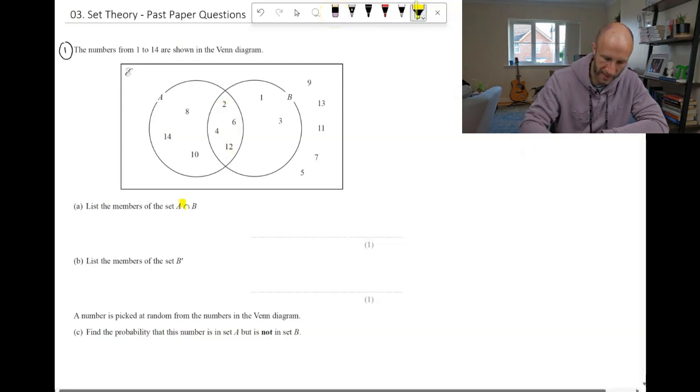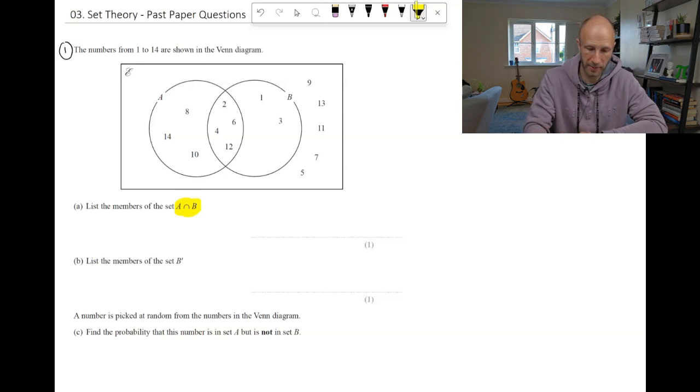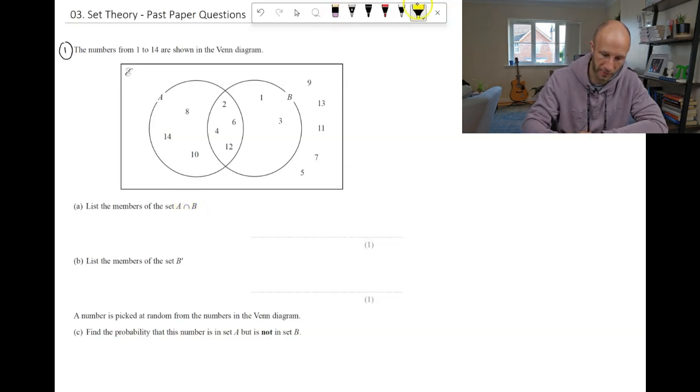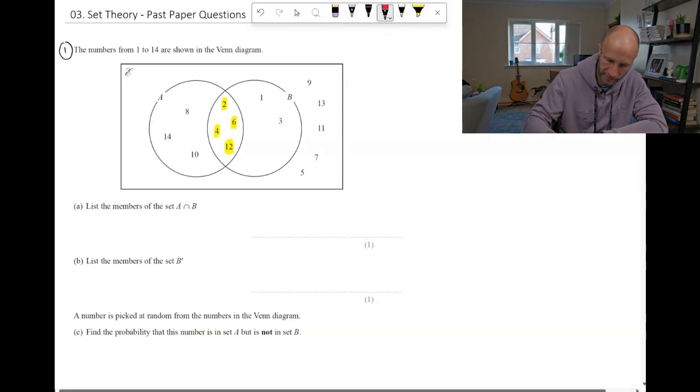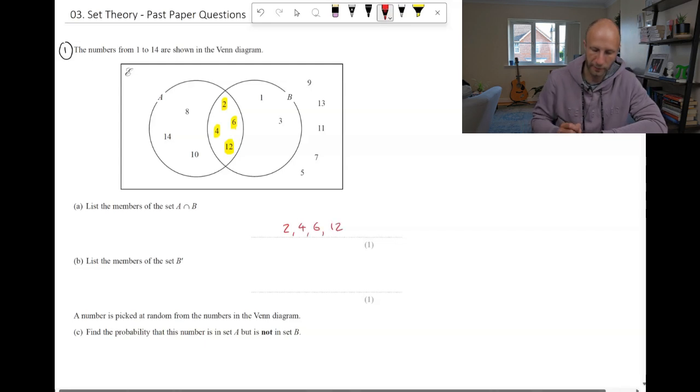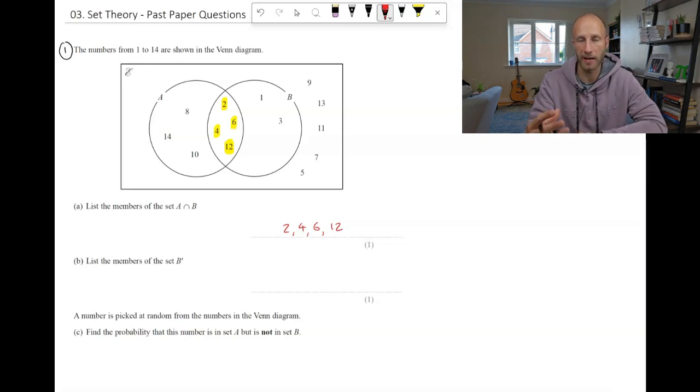So the members of A intersection B. Intersection is where the sets meet. So these are members of both A and B, things that are common to A and B. And on our Venn diagram, that will be where they overlap. So here's 4 elements there: 2, 4, 6, and 12. So they are the 4 members of that set A intersection B. Things that are in both the set A and the set B, they're enclosed by A and by B as well. Common to both sets.